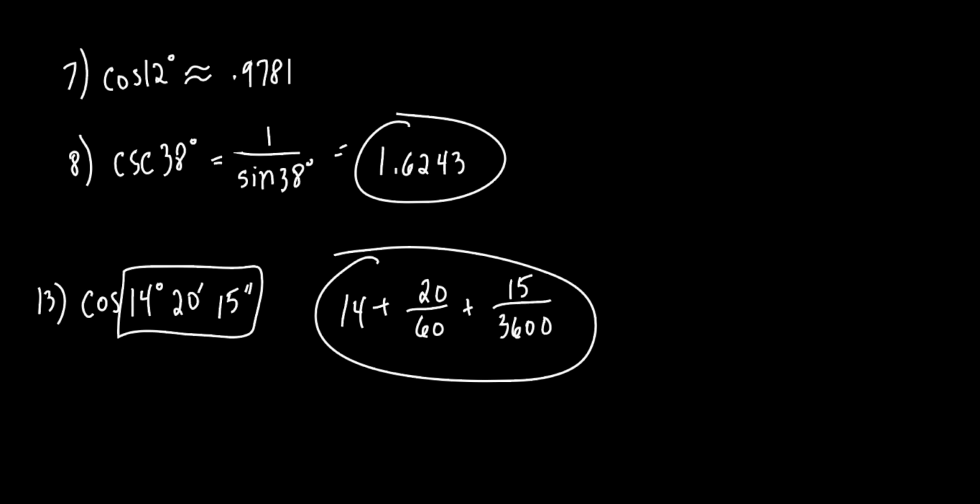Oh, by the way, sorry. You got to do what? What was the question actually asking you to do? Let's find the cosine of this thing, right? Not just changing it to degrees with decimals. So we got to find the cosine of this.